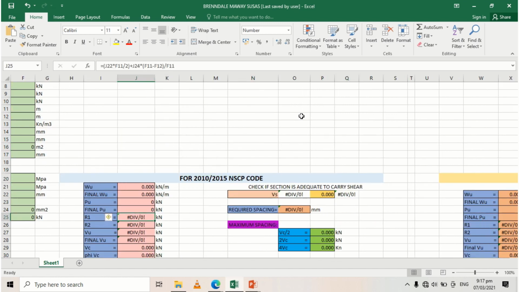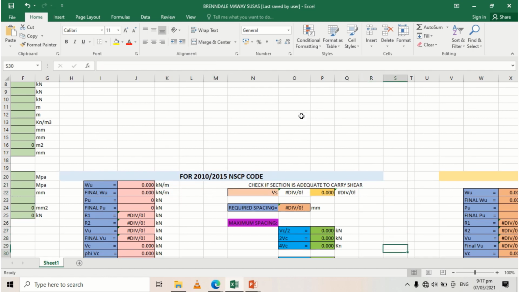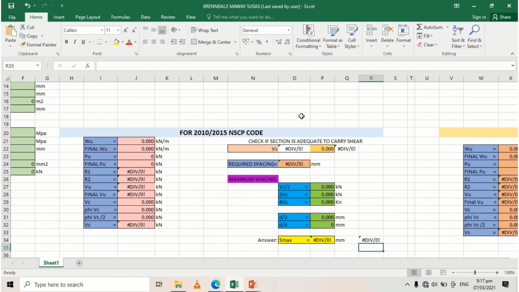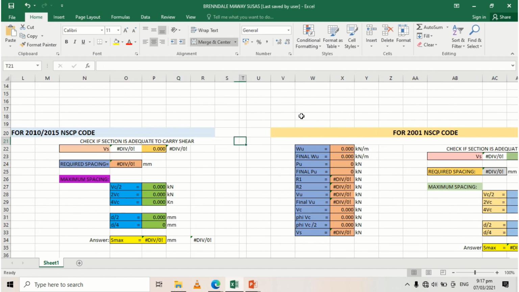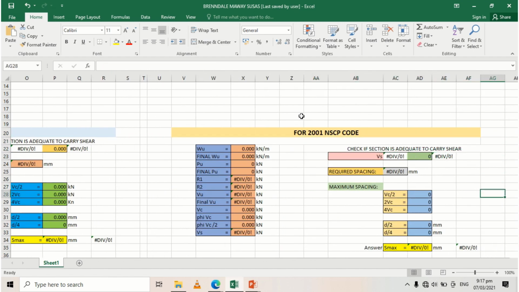Next, here we can see that we have the 2010 NSCP code. This is to get the maximum spacing. All the values here are calculated. Dito rin, same lang for 2001. This is for SMAX pa rin, and the values are still calculated.